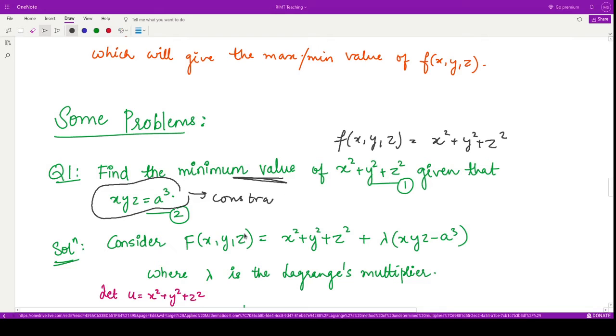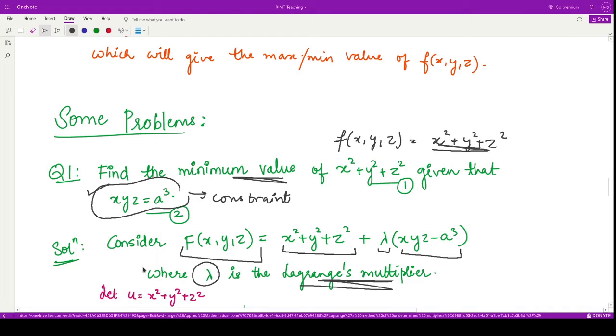The first task is we construct another function capital F of x, y, z, which is equal to small f of x, y, z plus lambda times the given constraint equation. So this is given to you. And what is this lambda? Lambda is the corresponding Lagrange's multiplier. Here we assume that this given surface is U. That is our choice if you want to specify this or not. So this is the given surface.